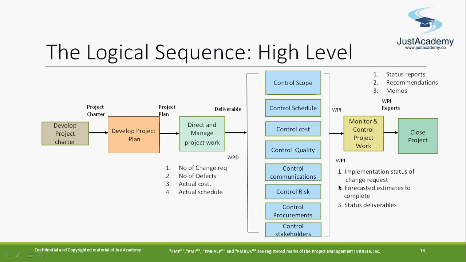If any changes are there, it has to come back again. You again need to plan your project management plan and go to direct and manage, because you have to change your project management plan. If any changes are there, it comes here again and goes here again. Then you change your project plan and go for execution again. So this is how, at a high level, a project normally goes. Okay.